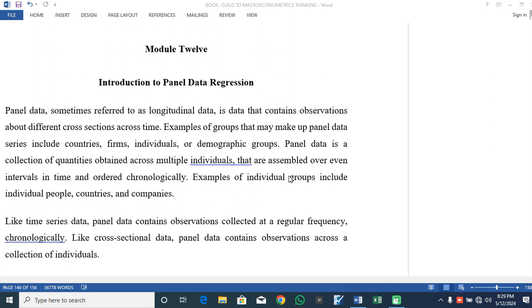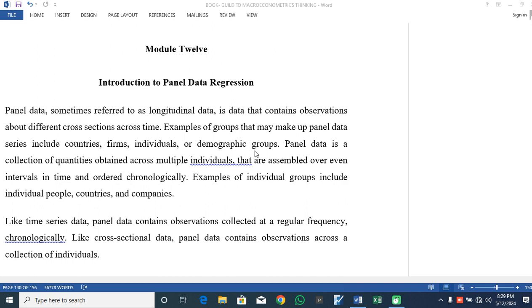This evening, I want us to look at Module 12 in the series of what we have been doing since last year, July to date. Module 12 will capture Introduction to Panel Data Regression. The word panel data sometimes refers to longitudinal data. It's that data set that contains observations about different cross-sections across time.